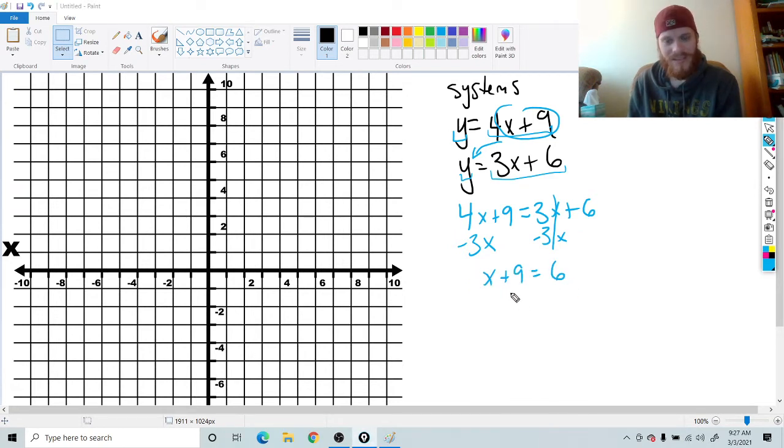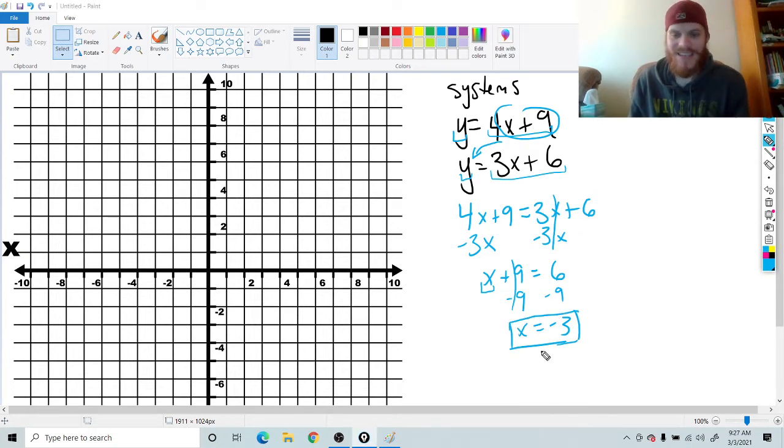Right now I'm still going to need to get that x term by itself. Okay, this guy's in the way. All right, so I'm going to subtract 9. That's how you move a term, get rid of it. And you end up getting x equals -3. So this problem right here has one solution at x equals -3.